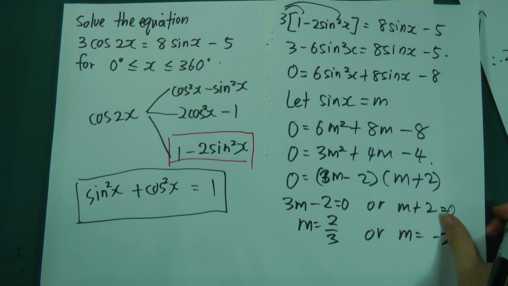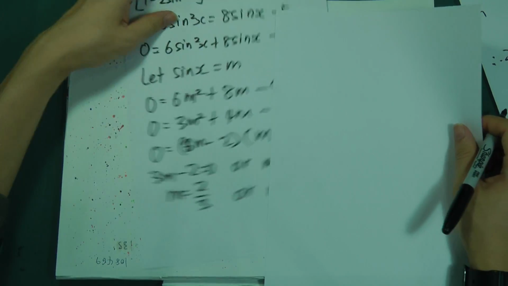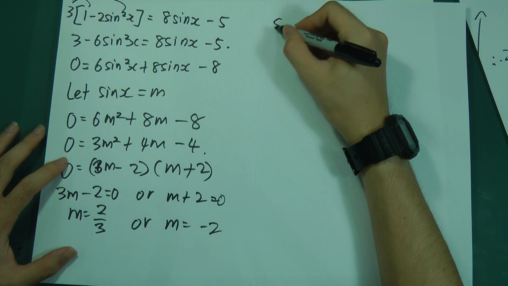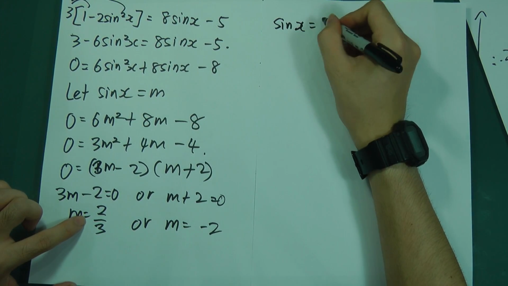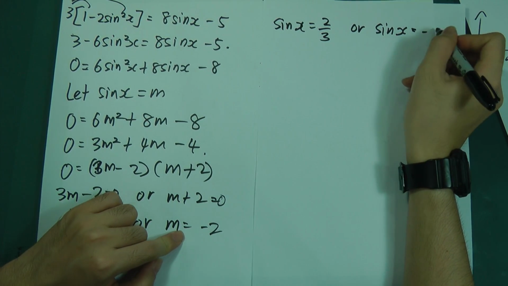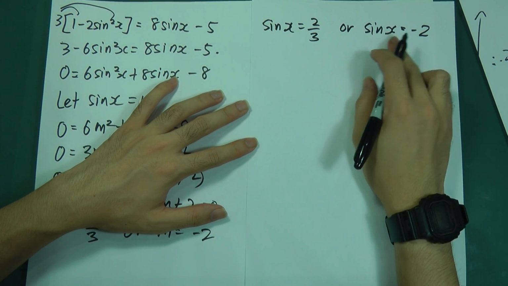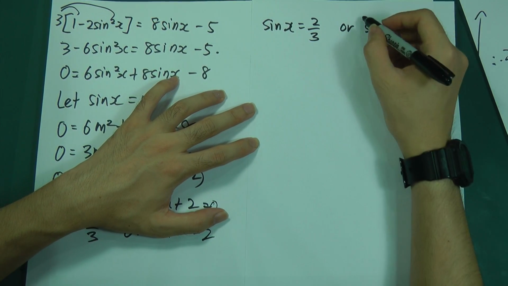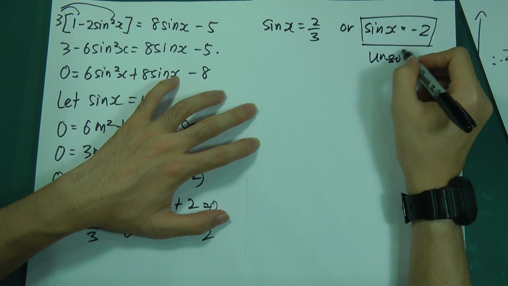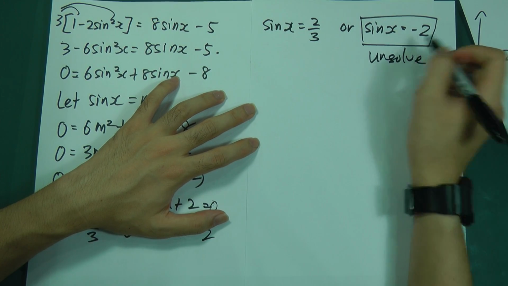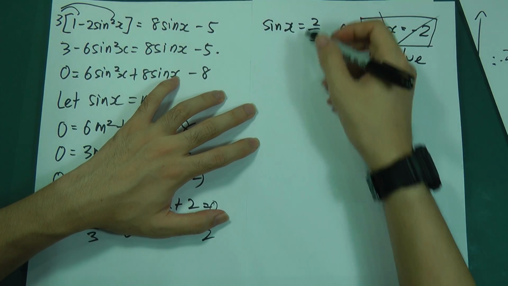Now you can start to solve it. What is m? M is actually sine x, right? So it's time to substitute back m. So sine x equals 2 over 3, or sine x equals negative 2. For sine x, you cannot get a value more than 1 or less than negative 1. So negative 2 is actually unsolvable. You try to press calculator shift sine negative 2, you get a math error. So actually this one we cannot solve. So we go back here.